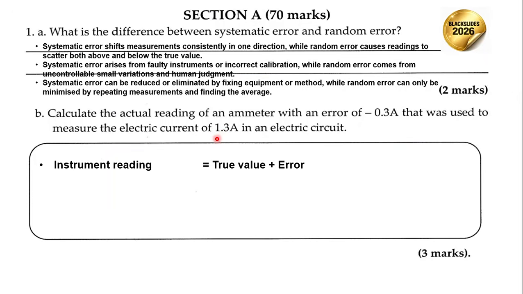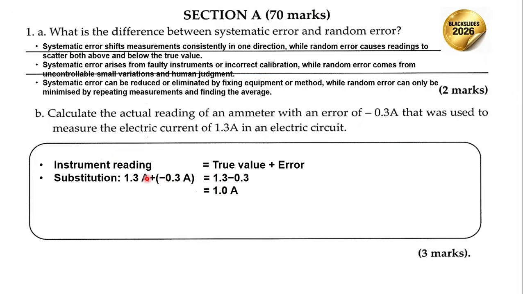So the true value here, we are told, is 1.3 and the error is minus 0.3. So just add the two. 1.3 add minus 0.3. That's the same as 1.3 minus 0.3. So subtracting this would give us a reading of 1.0 ampere.